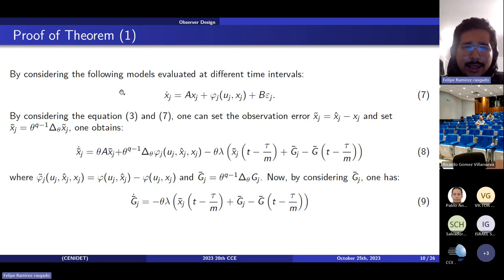Now the proof of theorem 1 is shown as follows. Considering the following models evaluated at different time intervals, as shown in equation 7, and considering the observation error and the exponential error as bar x, one obtains the following in equation 8, where G is a dynamic function, and in this sense, one considers its derivative as in equation 9.